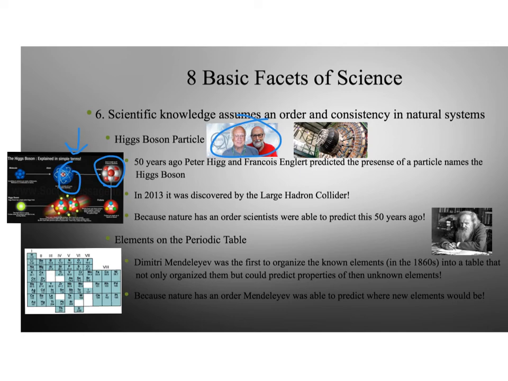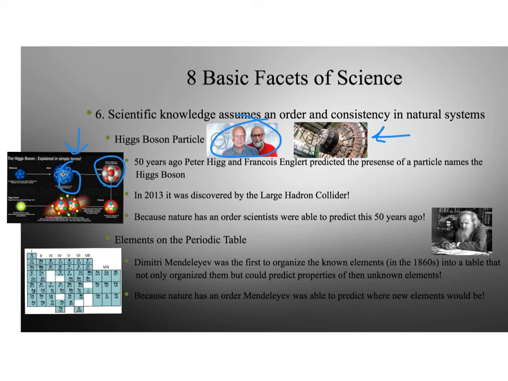And just a couple of years ago in 2013, this Higgs boson particle was actually discovered using the Large Hadron Collider, like I showed you in the first basic facet of science. So again, these guys used the assumption of order and consistency to be able to predict subatomic particles that were just discovered a couple of years ago.